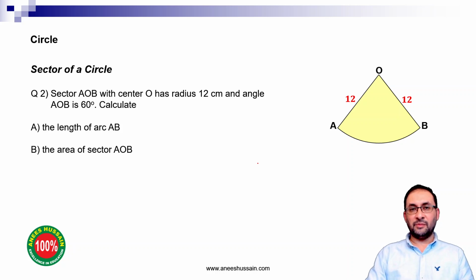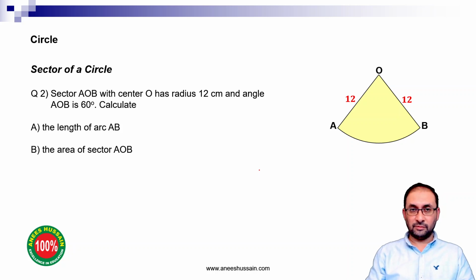Let's try an example based on the concepts of what we've just learned in the previous few slides on the sector of a circle. This question says, sector AOB with center O has radius 12 centimeters and angle AOB is 60 degrees. Calculate the length of the arc AB and the area of sector AOB. I want you to try the question yourself, so please pause the video, and once you're done, watch the solution.